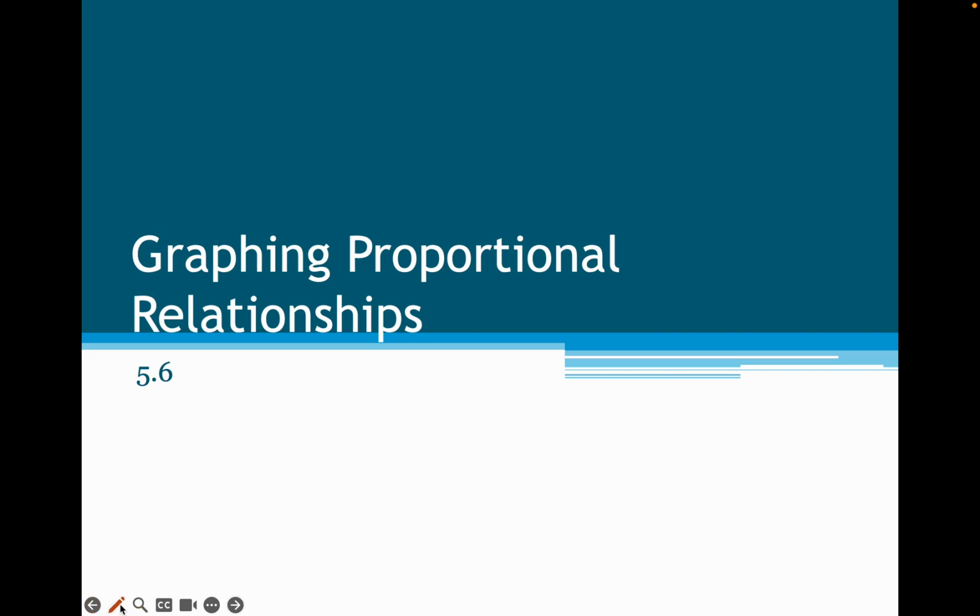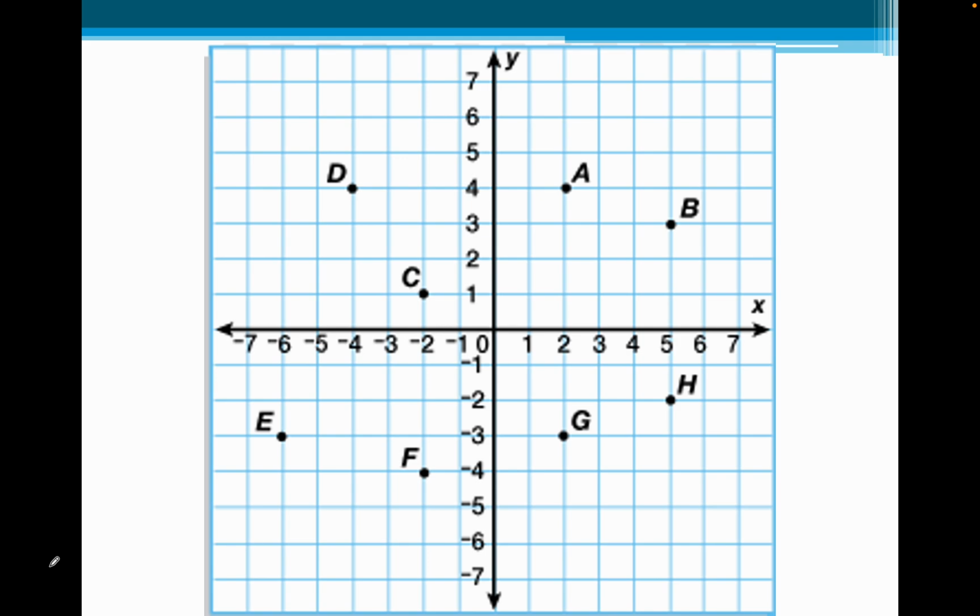Learn about graphs of proportional relationships. Before we get started, we need to recall how to plot points on a coordinate plane. So just a couple refreshers. See if you can identify the coordinates of a few of the points here on this graph. Pause to practice some of those coordinates.